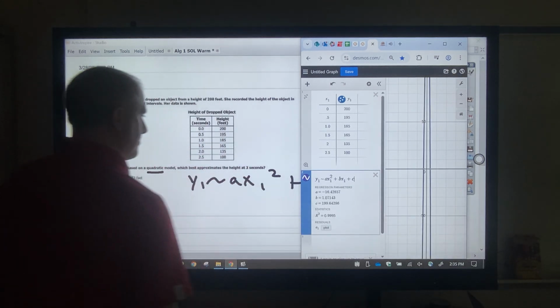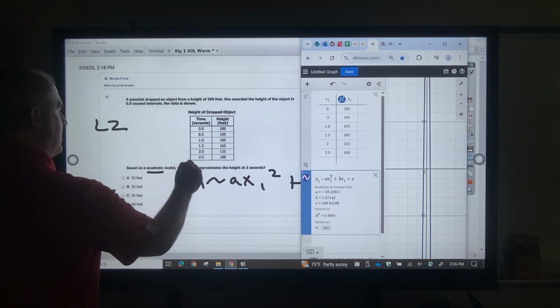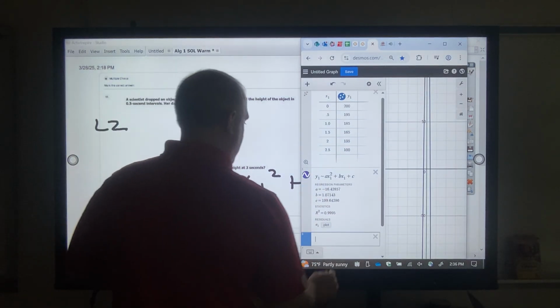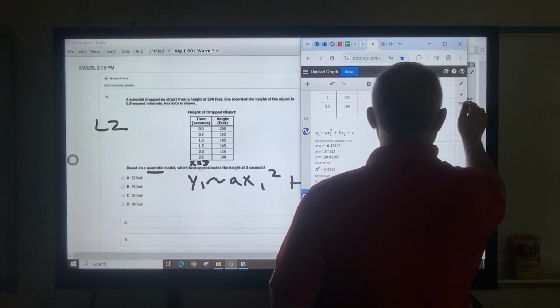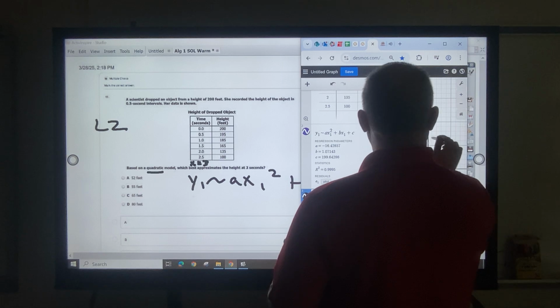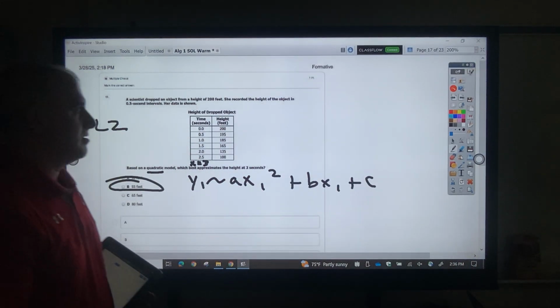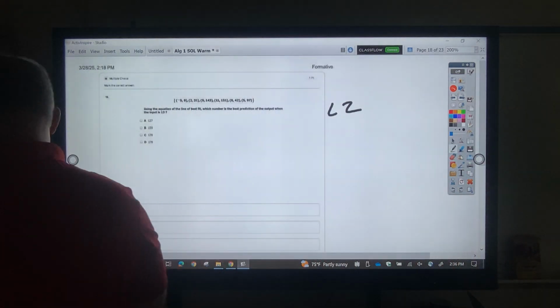And they said, when will it be at height at 3 seconds? So 3 would be here, so x equals 3. So I come down to this line, I go x equals 3. I zoom out, I find where it crosses. It crosses at 55, so that's my answer.